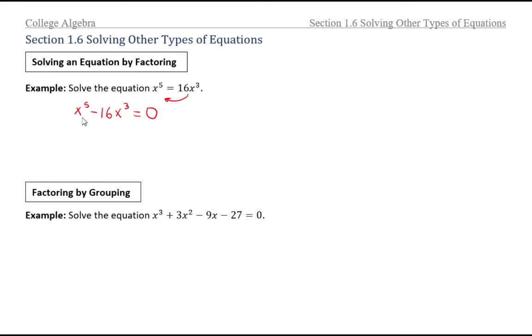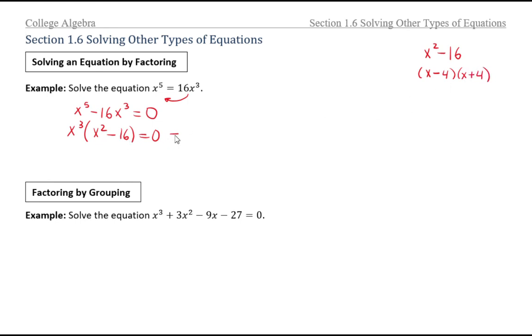Now as you see, you can factor out an x to the third from both terms. So we have x squared left in there and minus 16 left in there. Don't forget x squared minus 16. You can factor this as a difference of two squares, x minus 4 times x plus 4, which is fine, but you can also solve it as a quadratic equation.